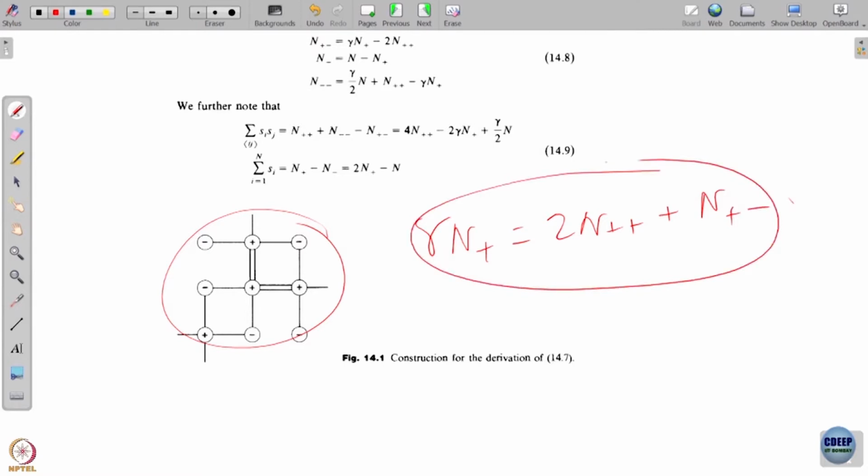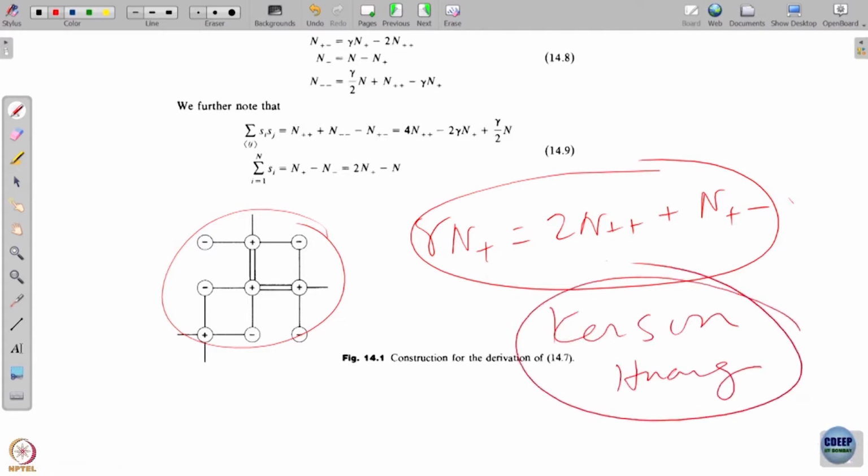So, these are the things again. This is the book from Kerson Huang, and this is the best description of the Ising model, the kind of mean field theory, the Bragg-Williams approximation that I am talking about here. It is done in this book on statistical mechanics.